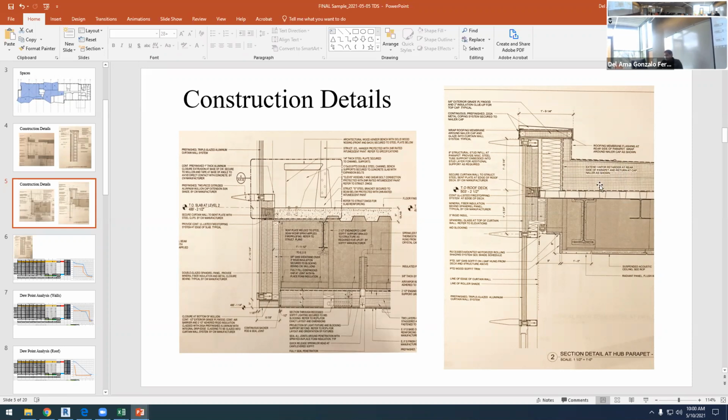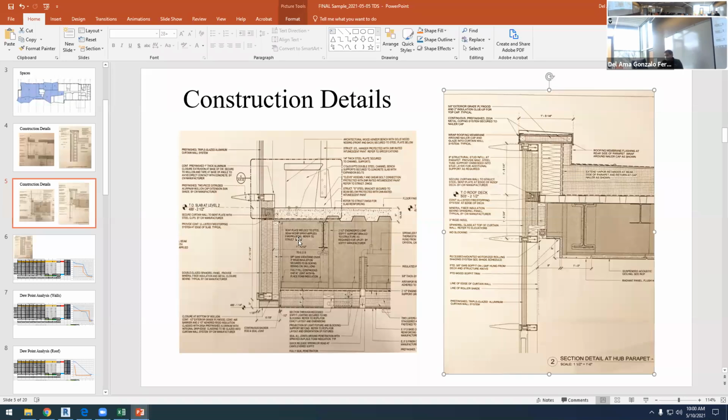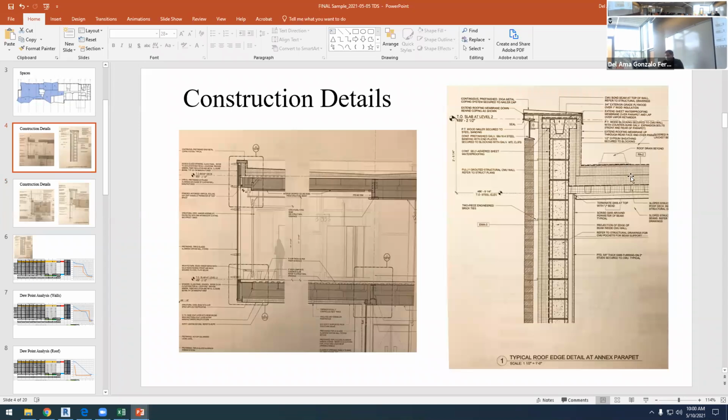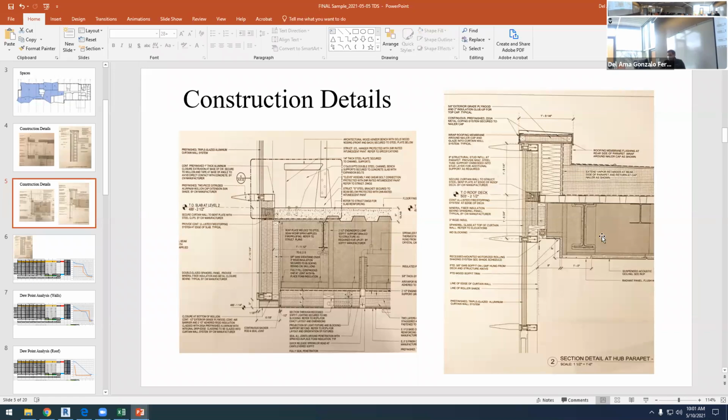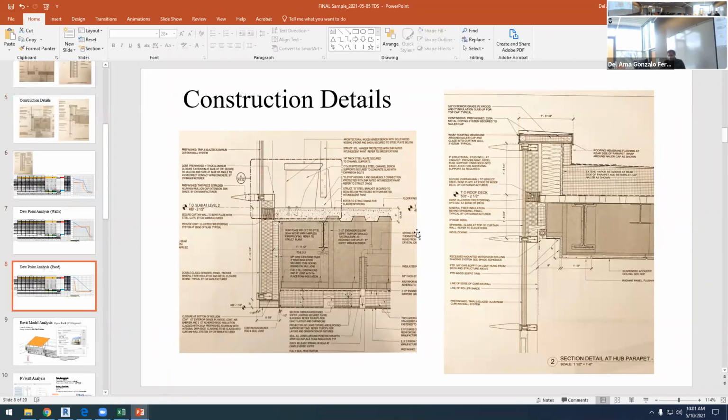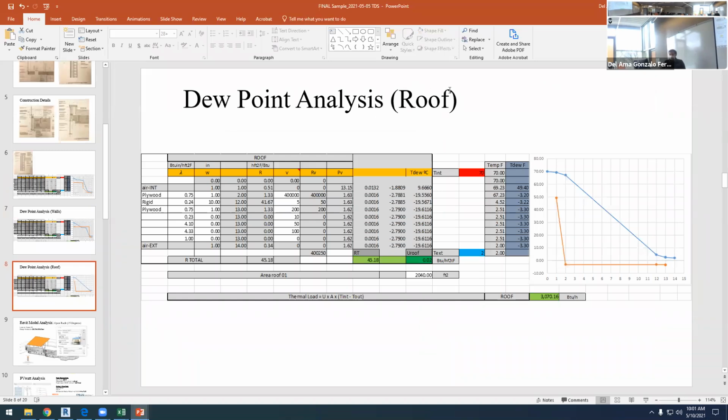As you can see, the rigid insulation is thicker in the roof than it was in the wall. Okay, so this is the rigid insulation of the roof, and this is the wall rigid insulation. So if these were 6 inches, maybe this is 10 or 12. I don't know, it's up to you. But analyzing this detail, then you have to copy the dew point analysis of the roof, okay, with all the layers here and this graphic.